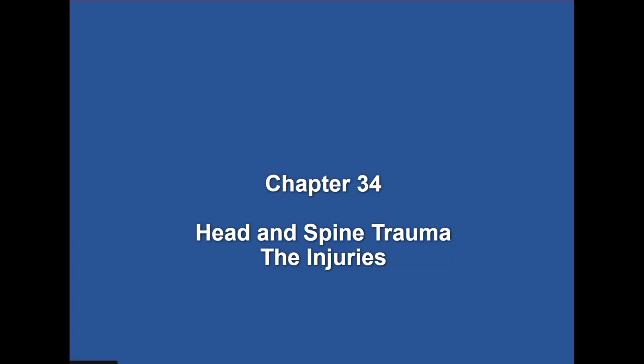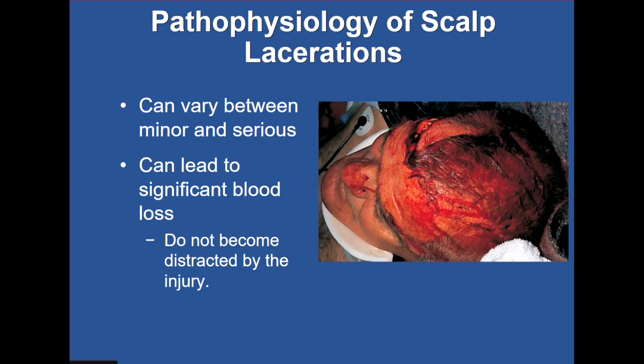Okay, we're going to continue on with our session on head and spine trauma and talk about the specific injuries. As we discussed before, we're looking at a few major types of injuries: soft tissue injury, skeletal injury to the skull or to the vertebrae, actual brain injury, and spinal cord injury. We'll talk about some of that soft tissue injury when we talk about the scalp.